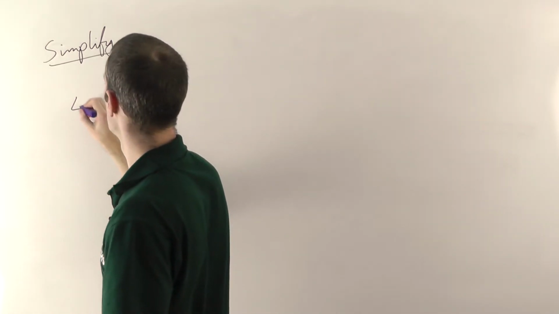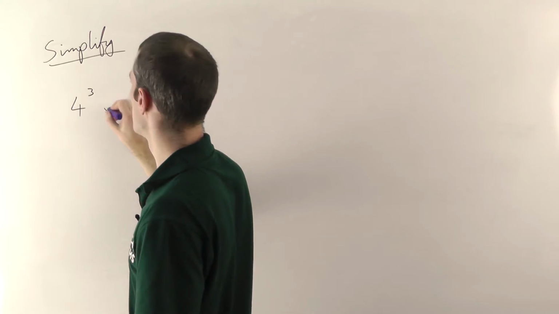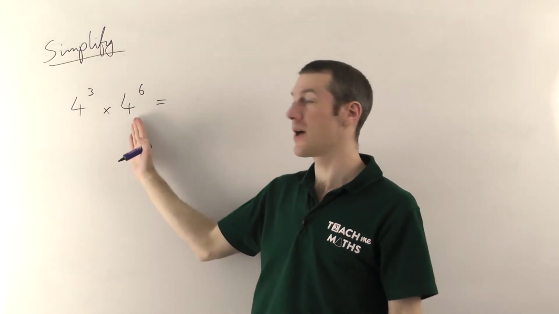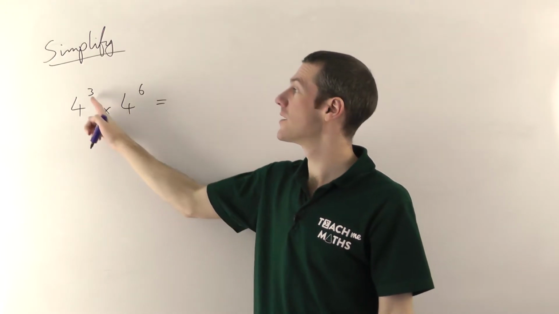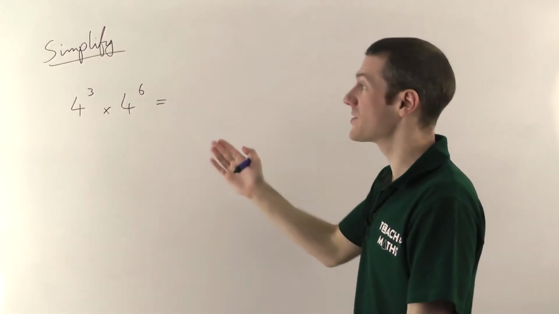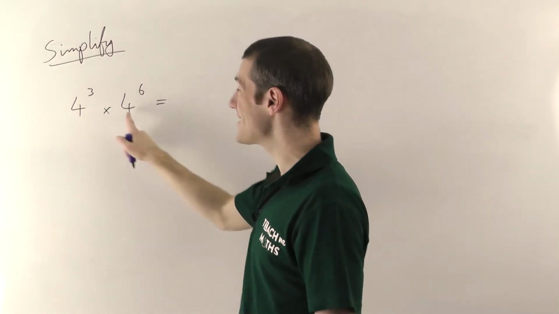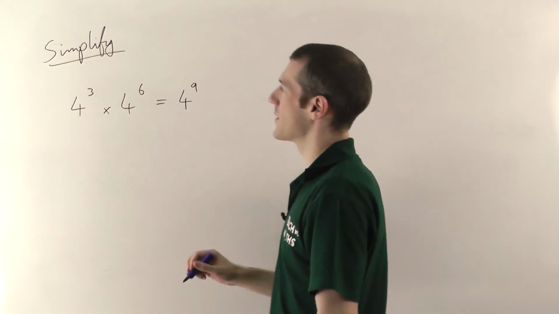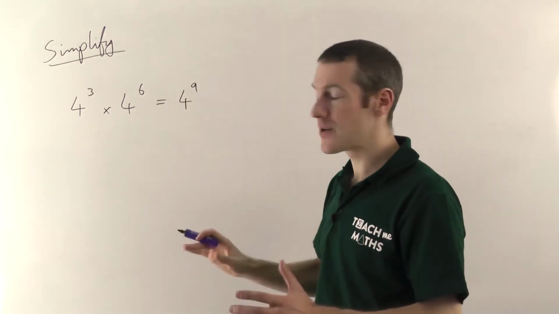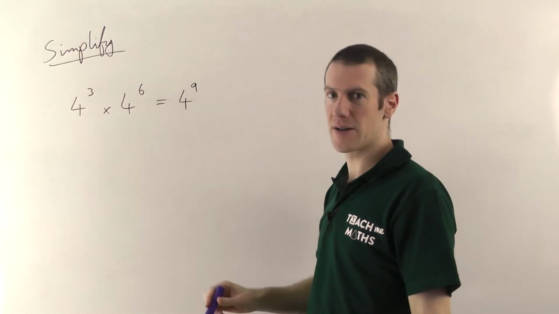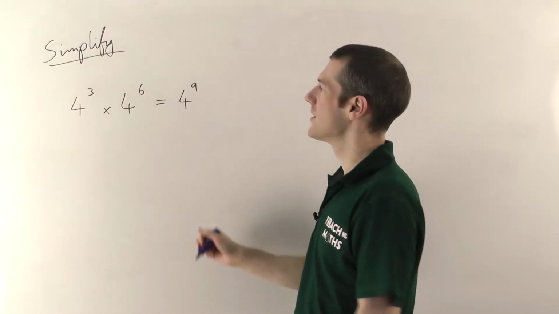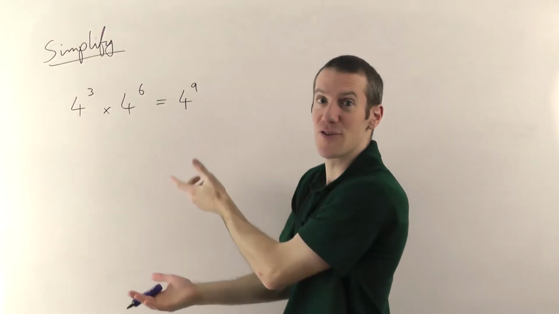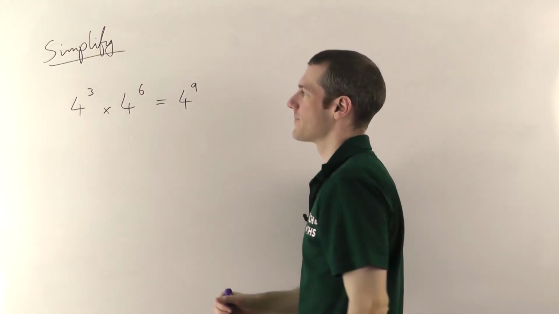So if you had 4 cubed times 4 to the power 6. Now we're multiplying, so first law of indices says we add the powers. So it's as simple as 3 plus 6 gives you 9. The base number never changes. So that will be 4 to the power 9. And because it says simplify and not evaluate, you don't have to work out what 4 to the power 9 is. You just leave your answer like that. This is simpler than this. There's less writing involved. So we prefer this in maths.